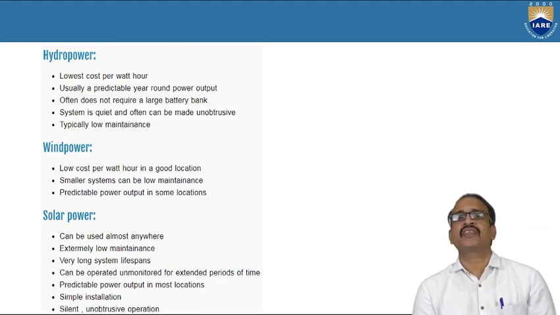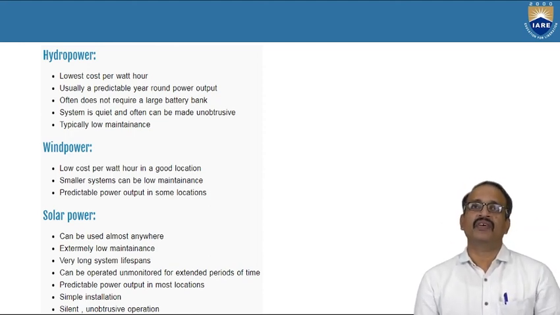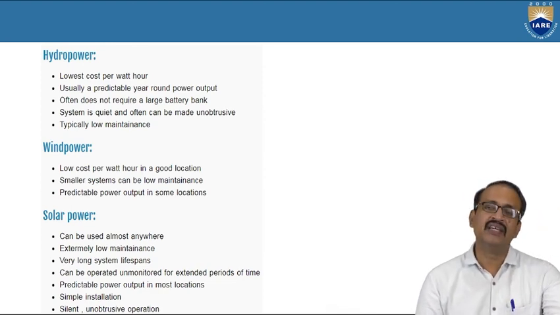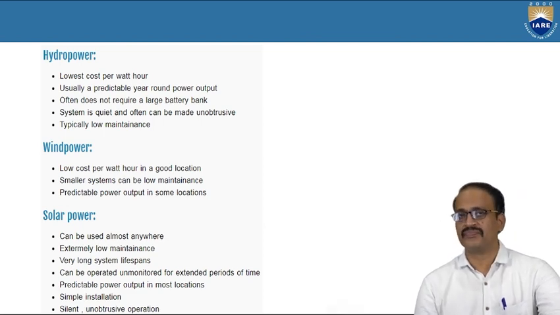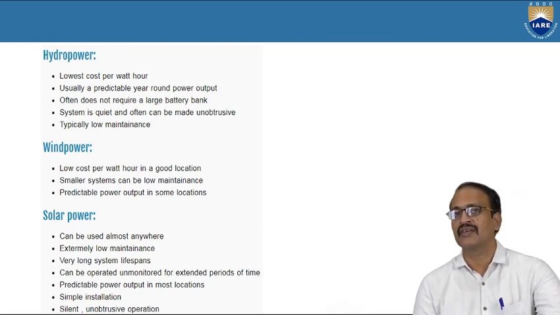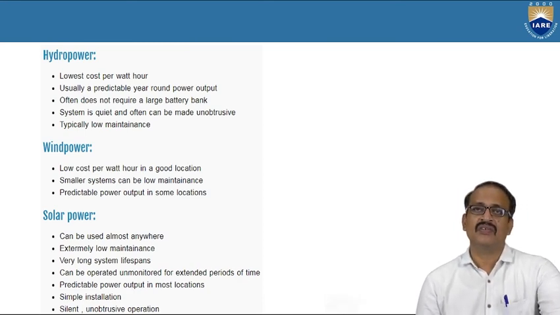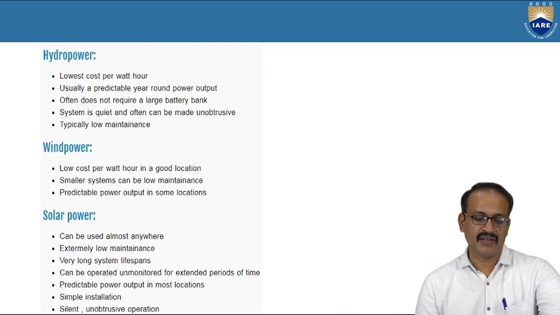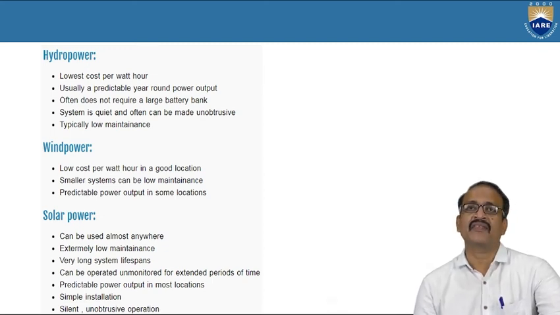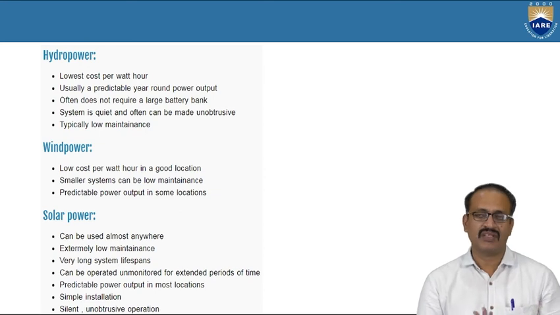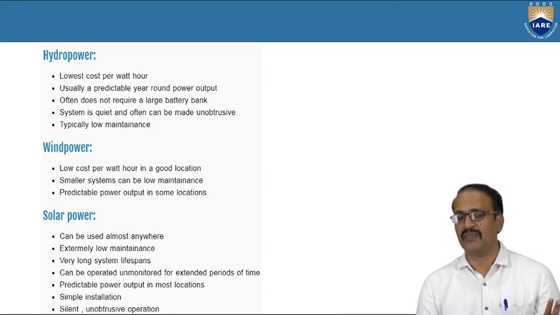If you compare hydropower with wind power and solar power, hydropower is the lowest cost per watt hour. Whatever you say, hydropower is always the cleanest and cheapest source of power till now. But wind power is low cost per watt in a good location, and solar power can be used anywhere. Hydropower is usually predictable and often does not require a large battery. So battery backup is not needed for thermal power or hydropower.